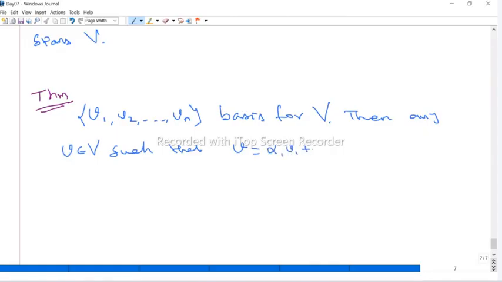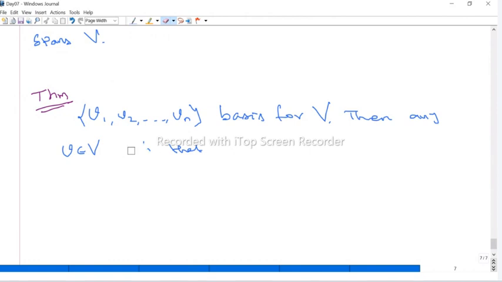That is, alpha 1 v1 plus etc. plus alpha n vn. V can be expressed uniquely as a linear combination of these elements. If it is a basis, any vector V in V can be expressed in a unique way. If it is not a basis, we can express a single vector in different ways. But if it is a basis, we can write it in only one way.